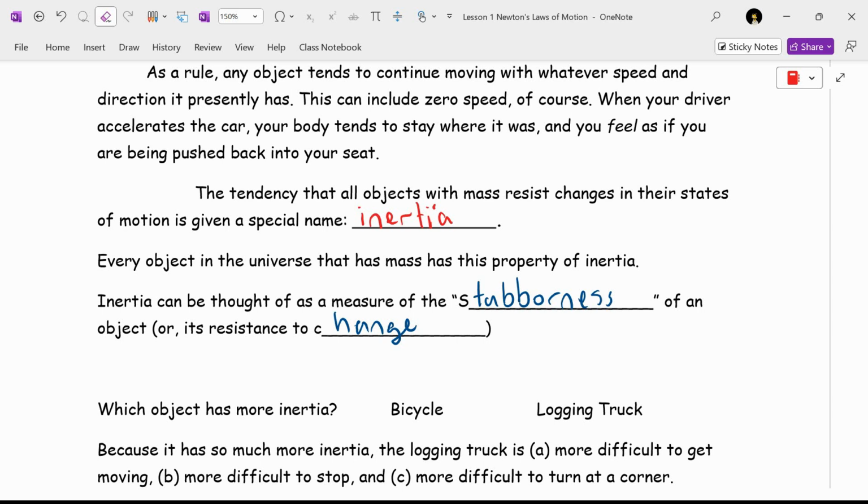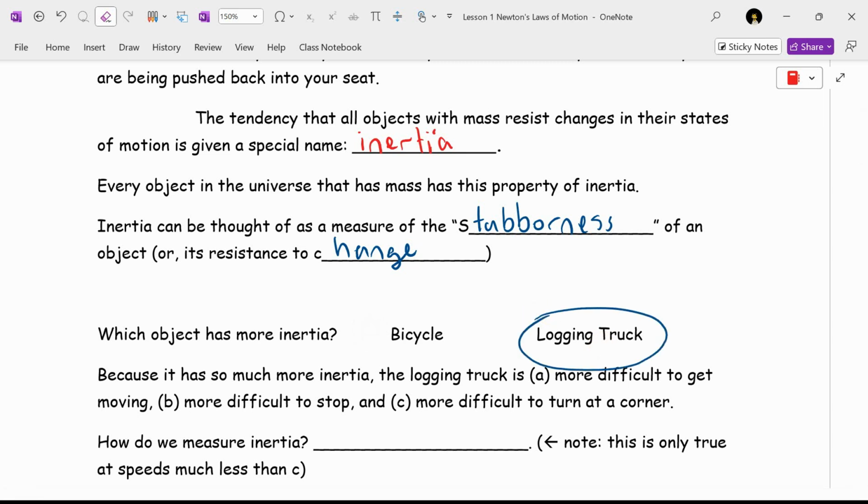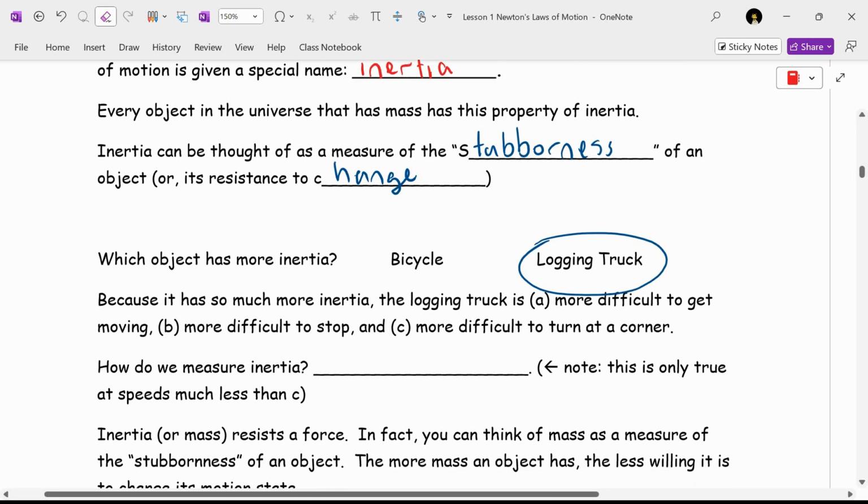So let's be fairly stupid obvious here. Don't overcomplicate it. Which object do you think has more inertia, a bicycle or a logging truck? Absolutely. Because of that, there are 3 consequences. Number 1, the logging truck is more difficult to get moving. When you're driving, you'll notice if you're ever at a red light behind a semi-truck, the light turns green, the other lane starts to move, the semi-truck slowly starts to accelerate because it has so much inertia, so much resistance to change.